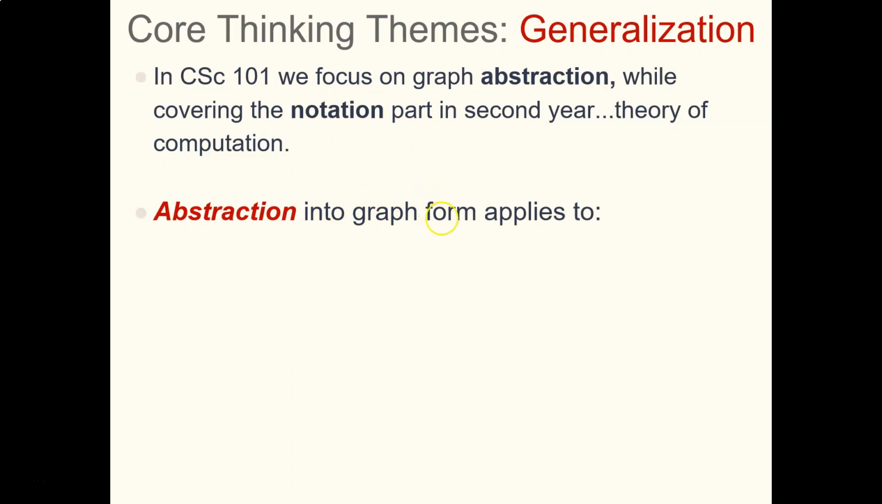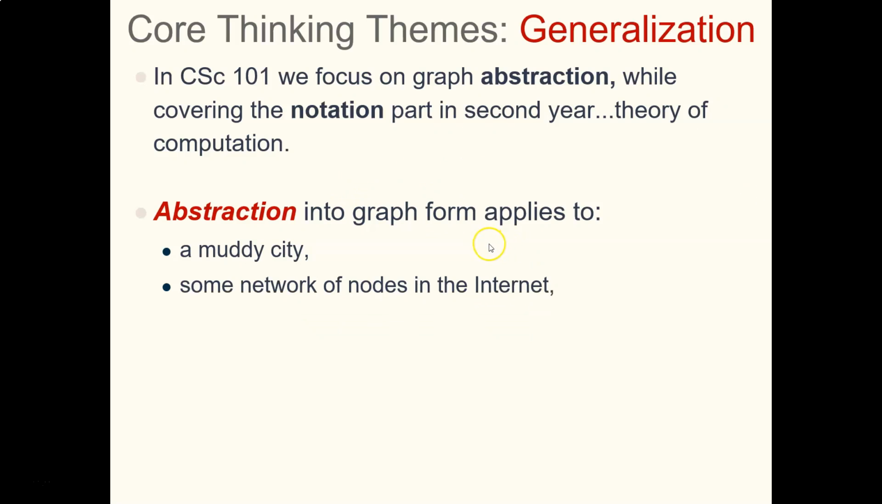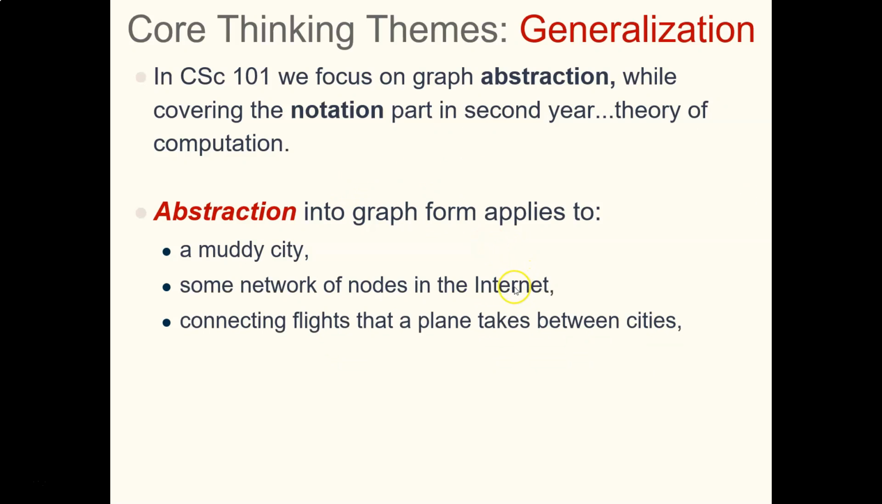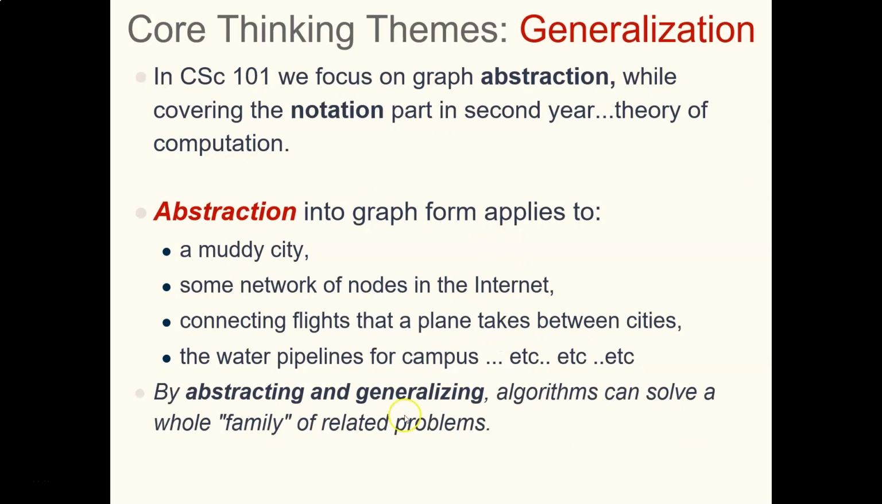So applying graphs can help us use the same algorithms to solve various similar problems. For example, a graph can be applied to MDCT, networks of nodes in the internet, connecting flights that planes take between cities, the water pipeline problem in the campus, etc. So by abstracting and generalizing, algorithms can solve a whole family of related problems.